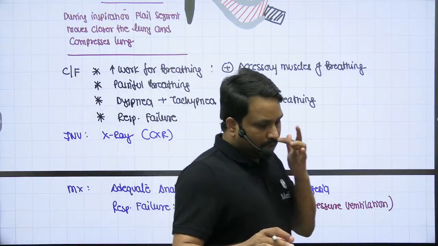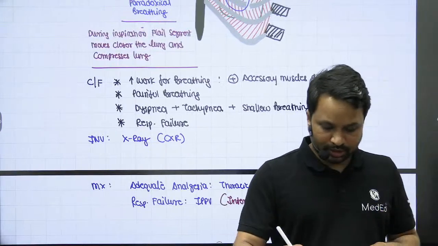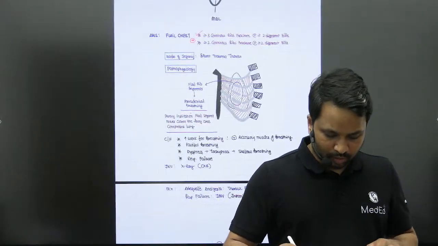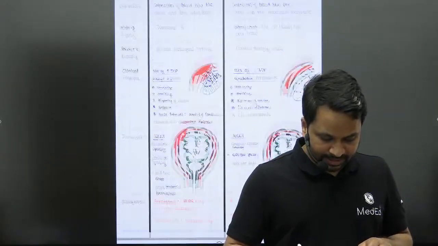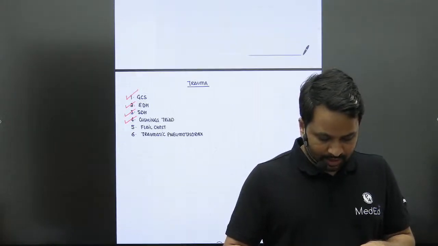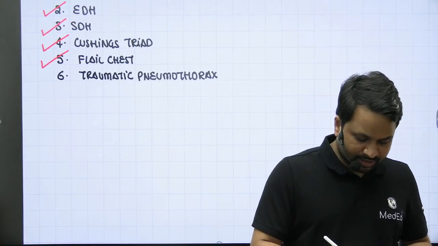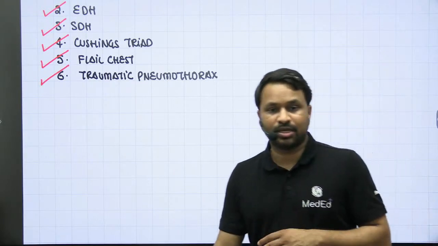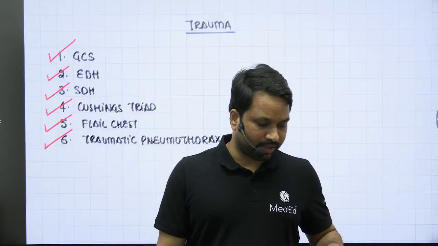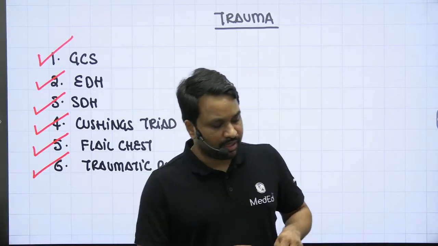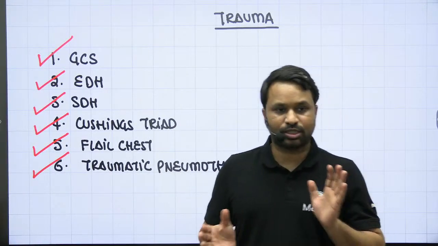Okay? So this concludes every single topic for our series. This has been our last topic. We have completed flail chest. We have done traumatic pneumothorax. So this is all that you should know in the context of trauma as well.